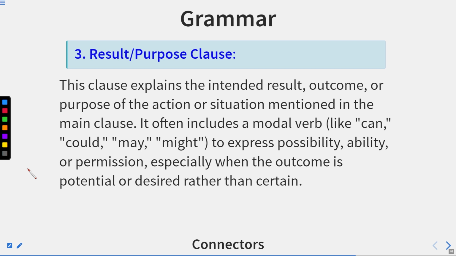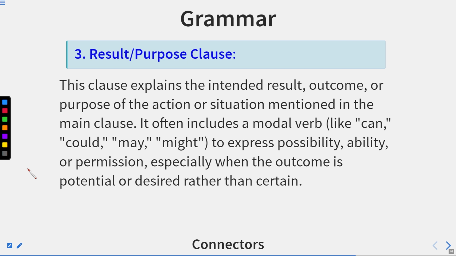Result or purpose clause. This clause explains the intended result, outcome, or purpose of the action or situation mentioned in the main clause. It often includes a modal verb like can, could, may, might to express possibility, ability, or permission, especially when the outcome is potential or desired rather than certain.